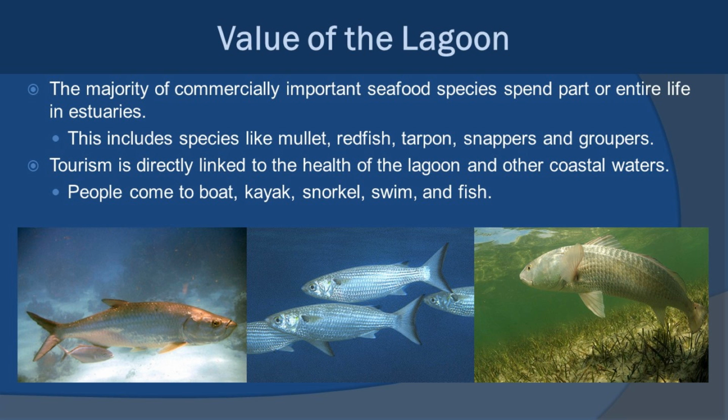And of course, this leads to our conversation about the value of the lagoon itself. Why are these estuaries so important? To start off with, we talked about the estuaries being a nursery ground. Well, that's really huge. The majority of commercially important seafood species that we deal with live at least part or their entire lives in the estuary. So they're all linked to that, including things like mullet and redfish and tarpon, snappers, groupers, things like that.